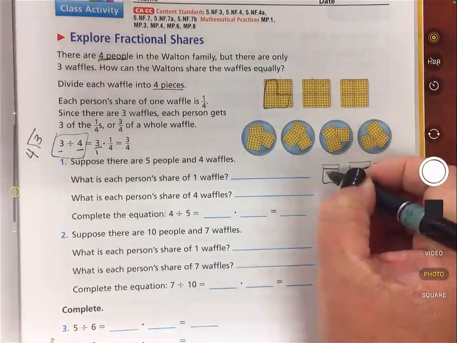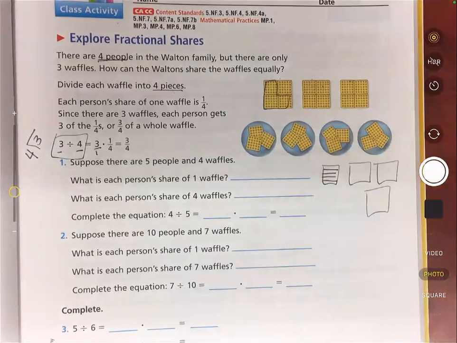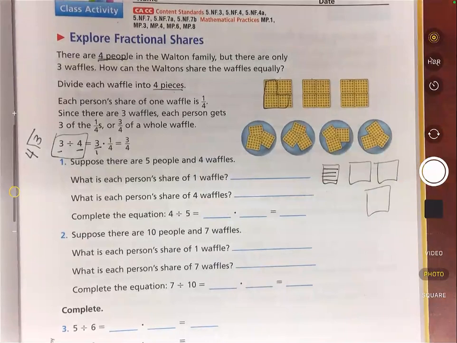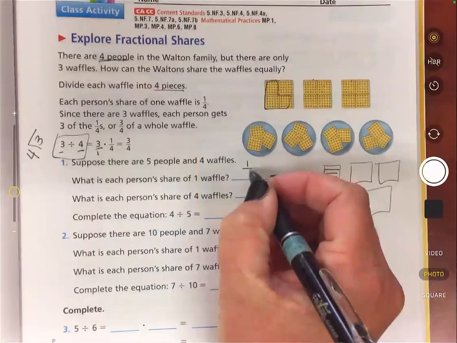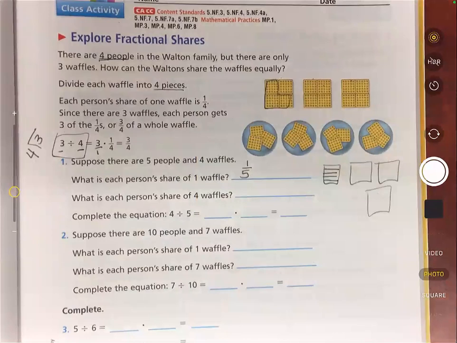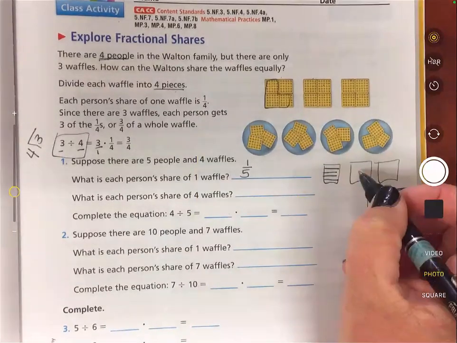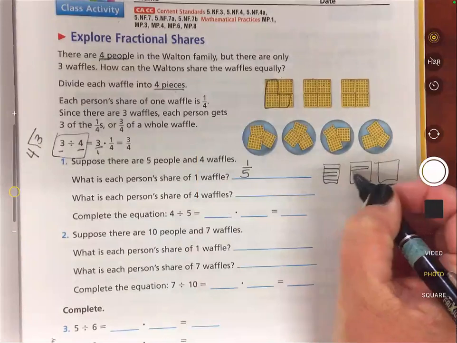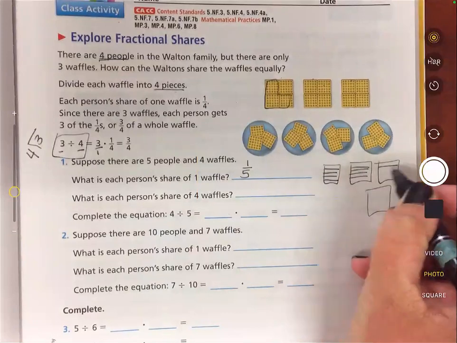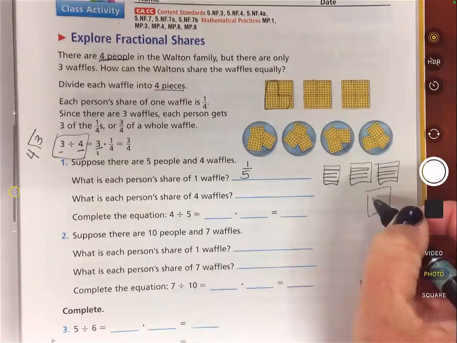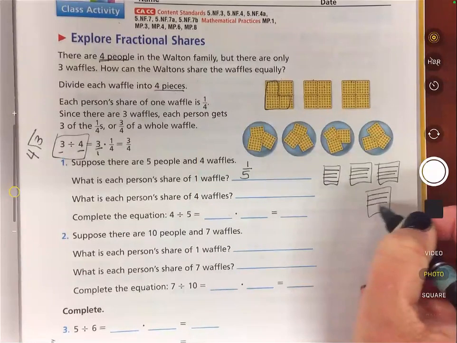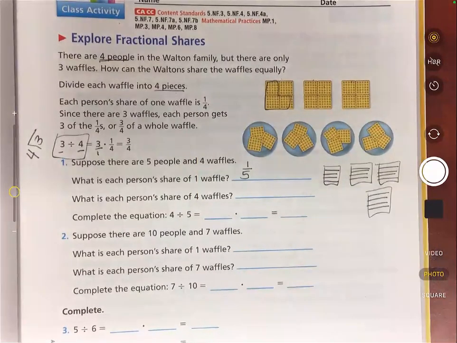I'm gonna go 1, 2, 3, 4, 5. I'm gonna make waffle sticks instead. So each person would get 1/5 of this waffle. How much would each person get of this waffle? 1/5. How about this waffle? 1/5. How about this waffle? 1/5. I get 1/5 of each one of those waffles.